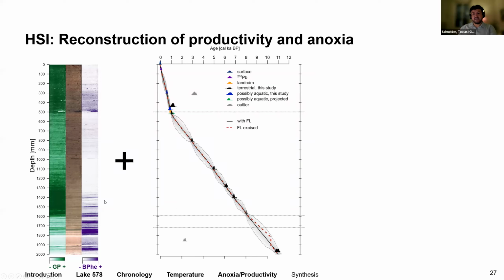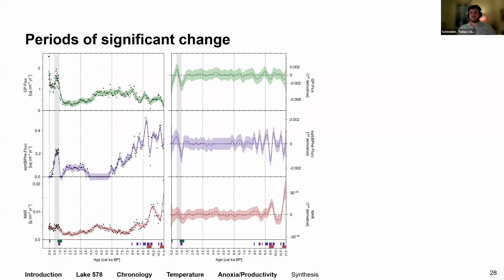We calculated then, based on the mass accumulation rate, pigment fluxes, and subjected those to different statistical treatment to identify periods of significant change. And we see here on top the green pigment fluxes from early Holocene on the right towards today, in the middle anoxia, and on the bottom the mass accumulation rate.